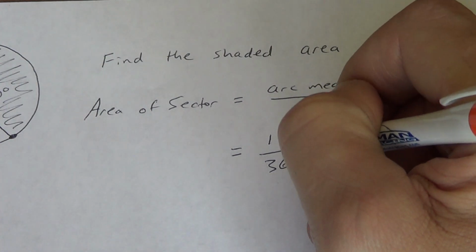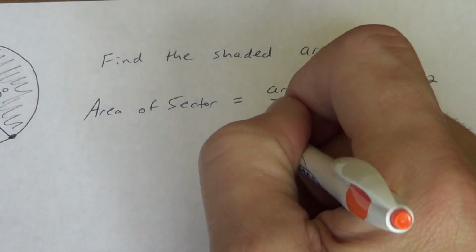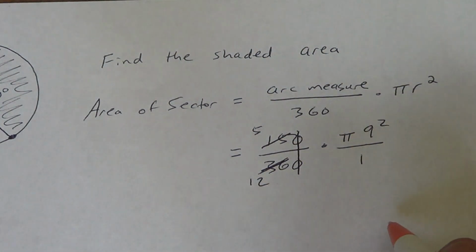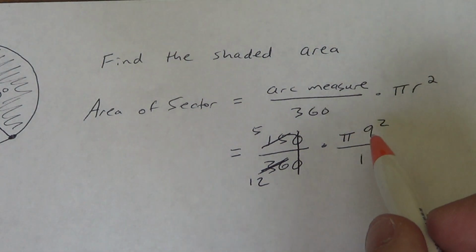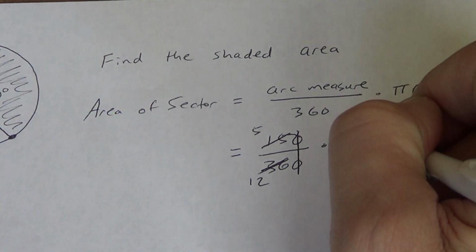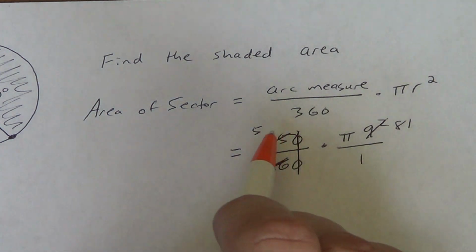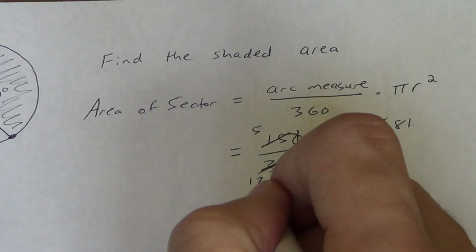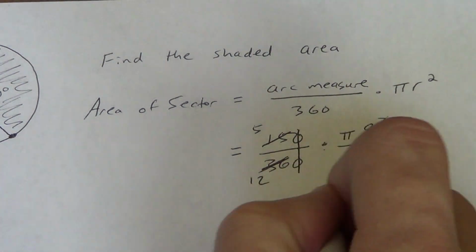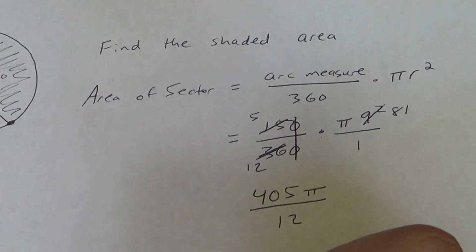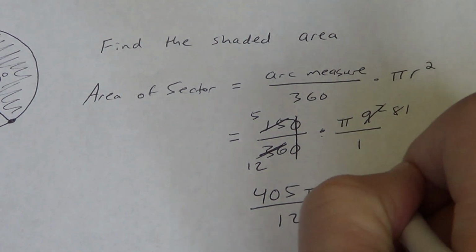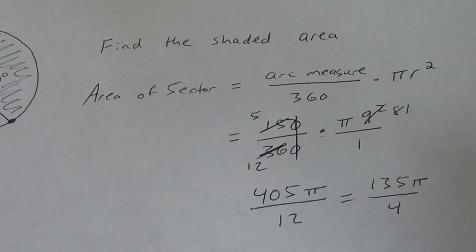Zeros, dividing by 10, a little more reducing, divide by 3, I can do 5 and 12. You cannot reduce 12 and 9 and say, hey, they're both divisible by 3 because the 9 is being squared. Okay, so let's just leave that. Now we might square it right now and do 81. Then you could reduce, but you don't have to. 5 times 81 is 405, don't forget pi, over 12 times 1 is 12. Now we can reduce at the end, they're both divisible by 3. Gives me 135 pi over 4.